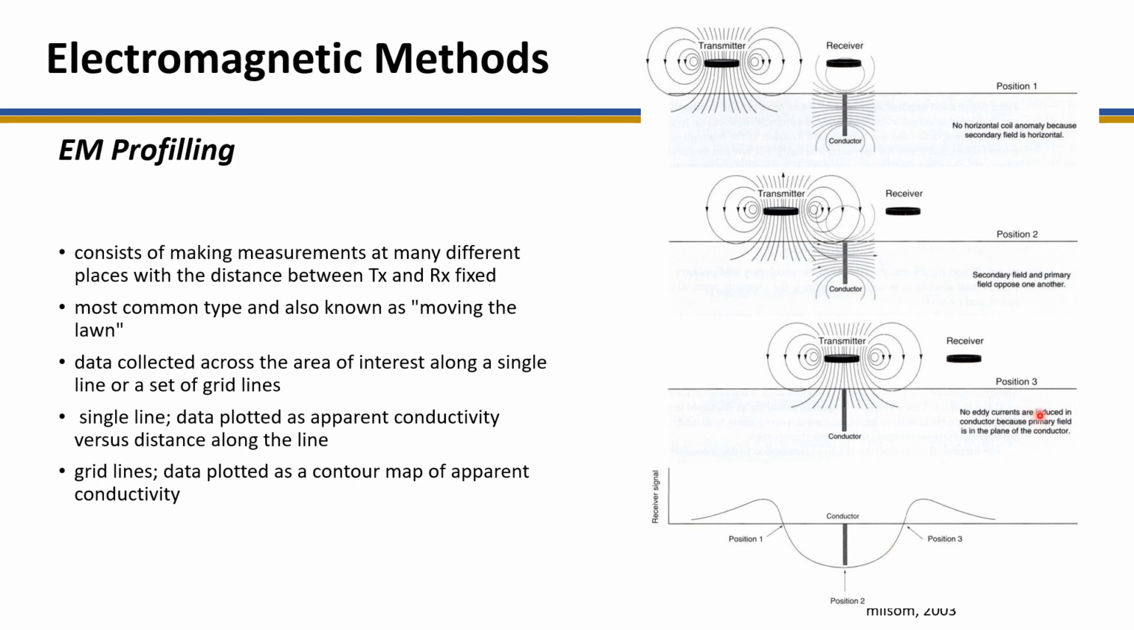And at position 3, it turns back to positive because the directions of the conductor's field and the transmitter field are actually aligned. So that's why it goes upward. So position 1, position 2 and position 3 are shown in this graph.